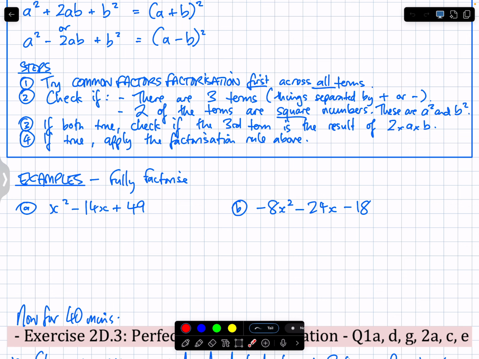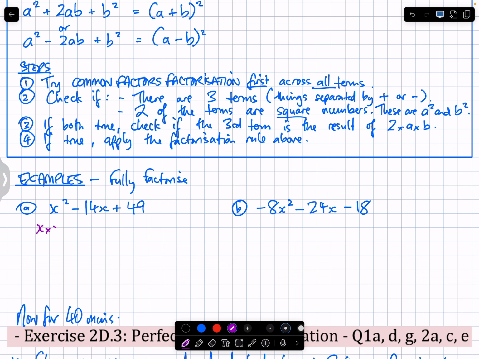Right, let's try step 2. Check if there are 3 terms. Are there 3 terms in this thing that I've circled right now? Yeah. There's 3 things separated by pluses and minuses. Good. So I've ticked off the first thing. There are 3 terms. 2 of the terms are square numbers. Is 14 a square number? No. But is x squared a square number? Yeah. Is 49 a square number? Yeah. What do I times by itself to get 49? 7.